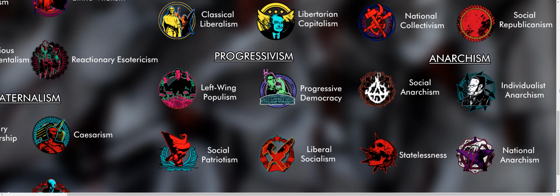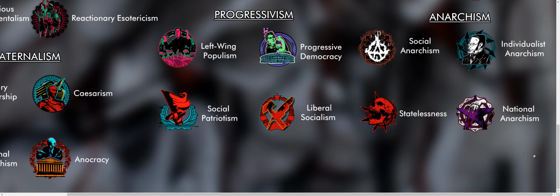Anyway, last but not least, we have anarchism. Social anarchism is basically like anarcho-communism, but anarcho-socialism is here. Individualist anarchism, I think this is more like ANCAP, but with a bit more socialism in it. Then statelessness, that's true anarchism, just nothing. And then you have national anarchism.